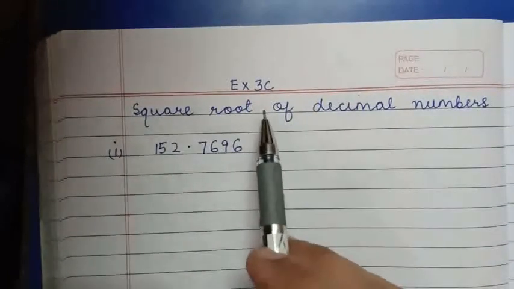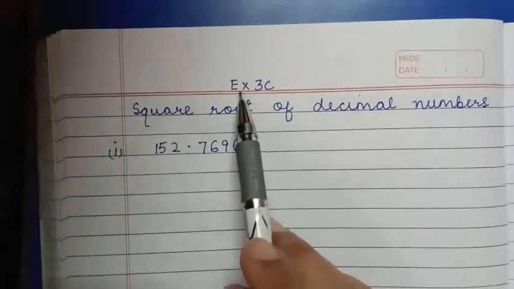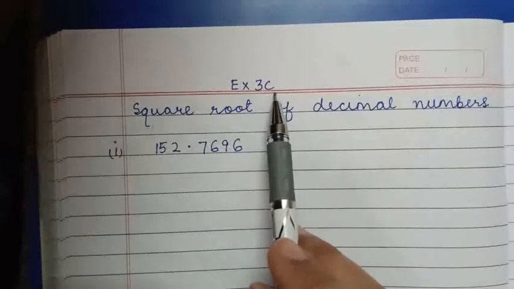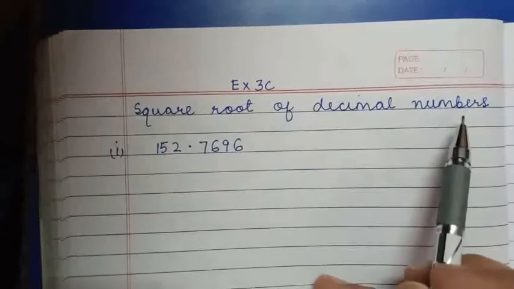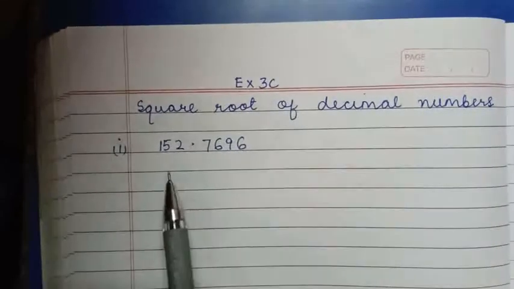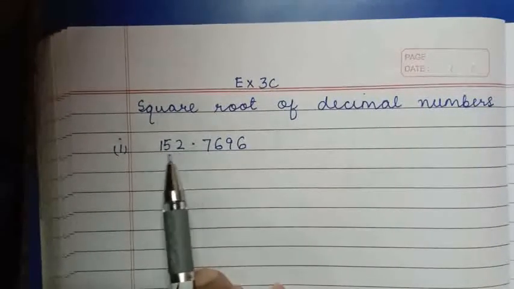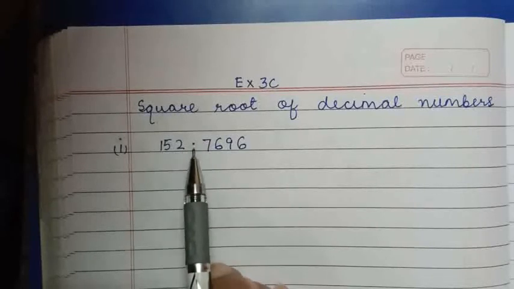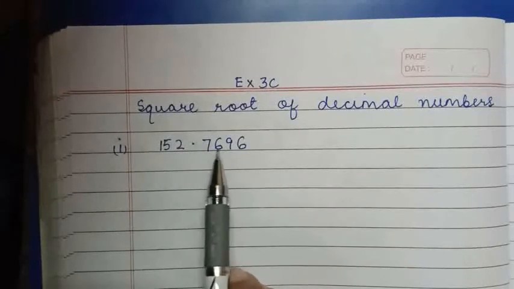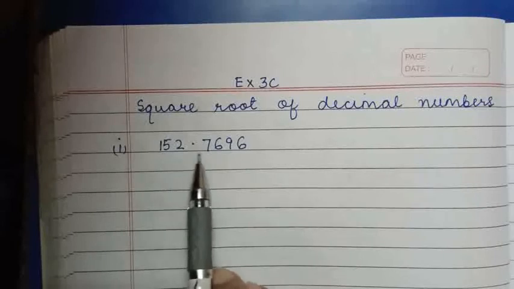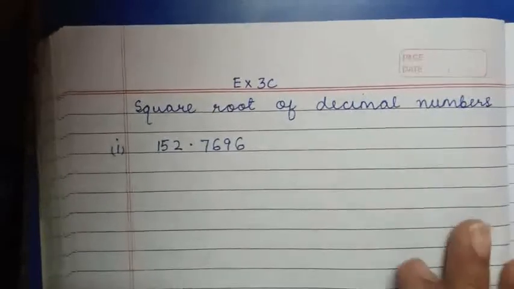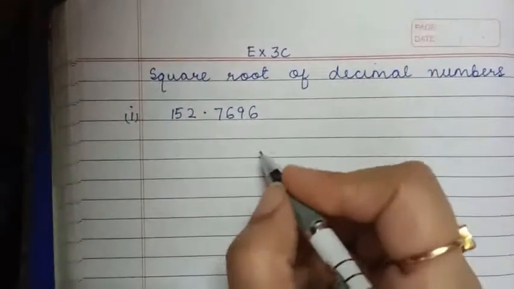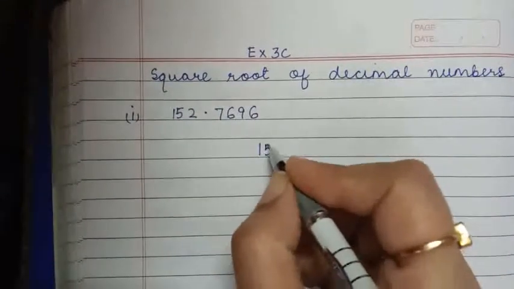Yes children, we are going to start the next exercise, 3C. In this exercise, we have to find the square root of decimal numbers. Like I have written one question: 152.7696. We have to find the square root of this particular decimal number.